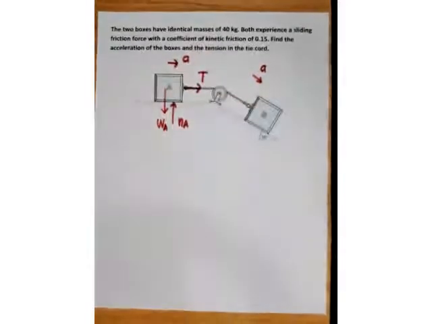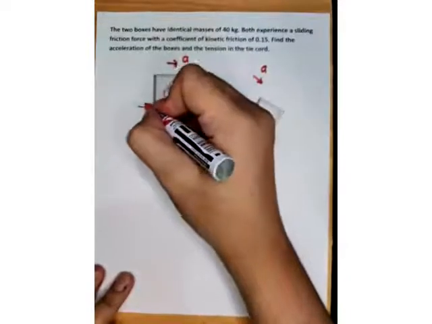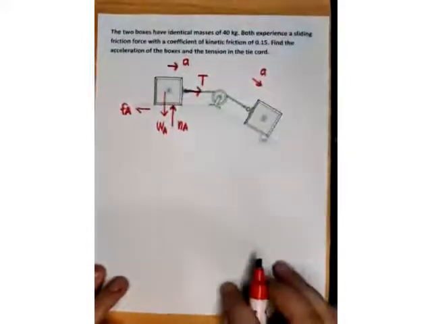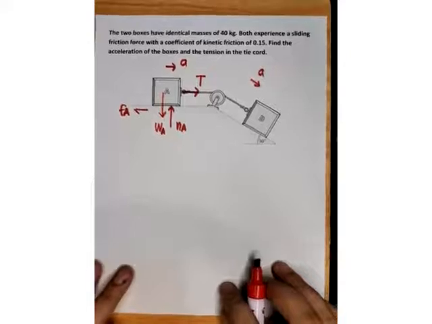Kung ang motion ng object A natin is to the right, kasi kailangan natin siya para sa friction. So, yung friction natin, syempre, will be opposite that motion and should be in this direction. So, let's call that F of A. Ayan, F of A. Okay, next, let's proceed to B.